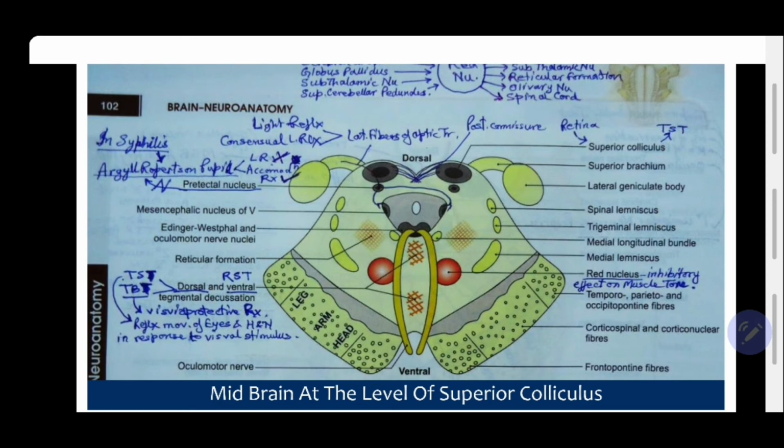This section has also some peculiarities. Let me count them first. One peculiar feature is the oculomotor nuclear complex. That is an identifying feature. The red nucleus, a very important landmark feature here, right? Then the third thing is the pretectal nucleus, which also is an identifying feature of this segment. Then the absence of the lateral lemniscus also is an identifying feature.